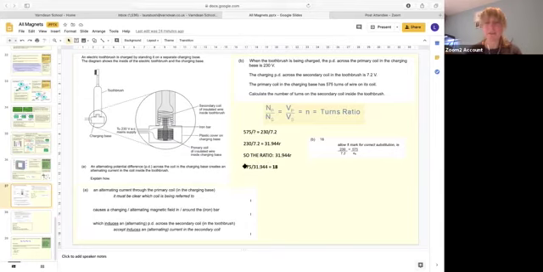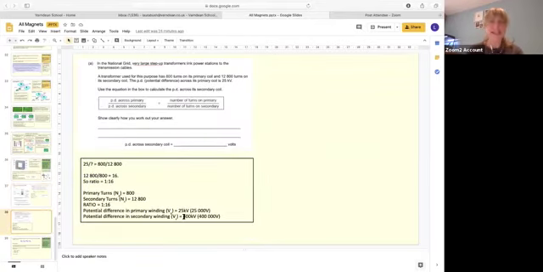So if I have 575 divided by 31.94, I get 18. That's how I work out what that is here. If I do that sum, that is what it comes out to. Is there another one? Here's another one.